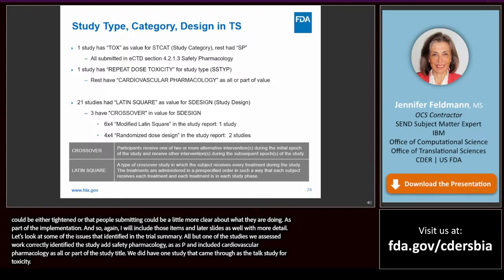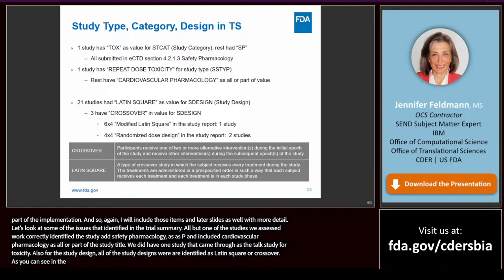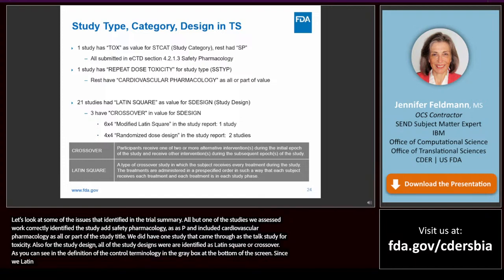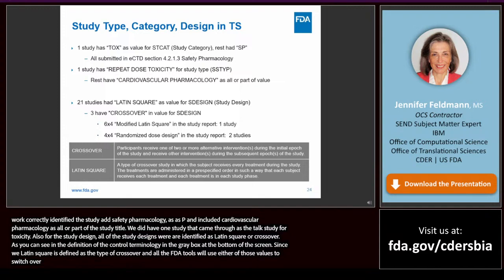Also for the study design, S-design, all of the studies were identified either as Latin square or as crossover. And as you can see in the definition of the controlled terminology in the gray box at the bottom of the screen, since the Latin square is defined as a type of crossover, I suppose either are fine, and all of the FDA tools will use either of those values to switch over to the different type of analysis that is needed for these studies.